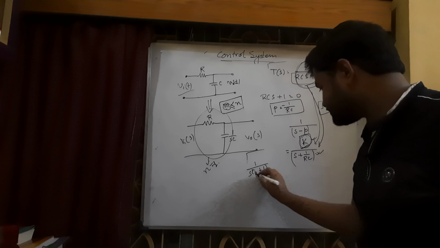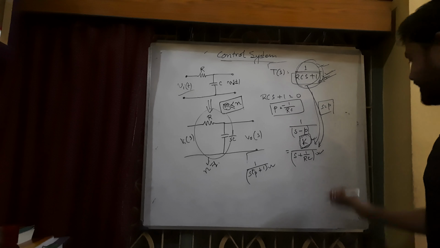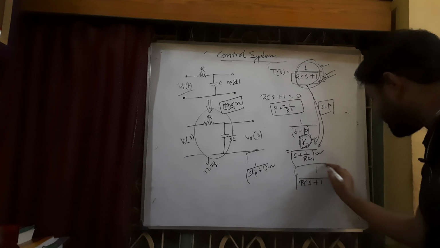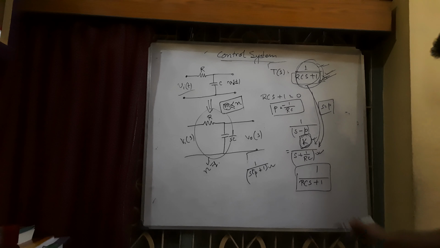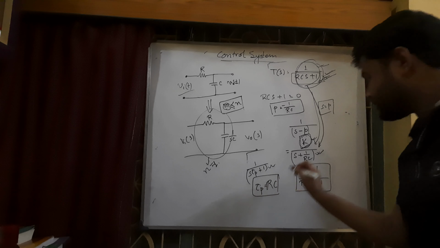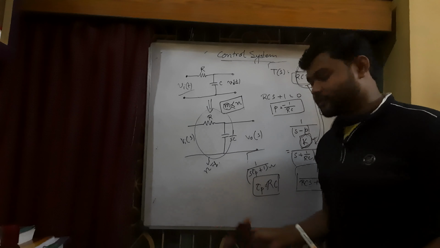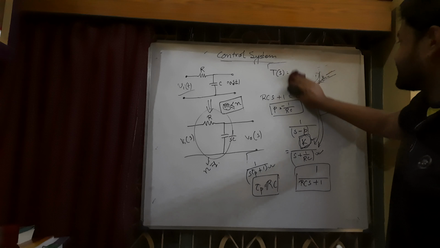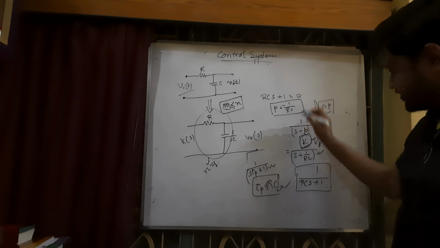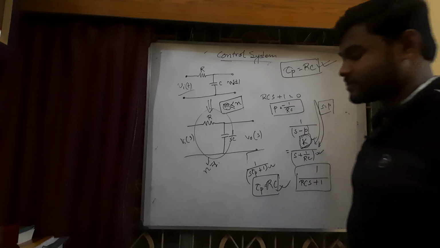1 by s tau p plus 1. Again look at this term. This is in this form only. I arrived at this transfer function earlier, 1 by RCs plus 1, and this is itself the time constant form. And what is the time constant? Tau p is equal to RC. I think you have heard the term time constant in network theory. There we used to say that in an RC circuit the time constant tau is equal to RC. Look here, tau p is equal to RC. This is the time constant of the system.